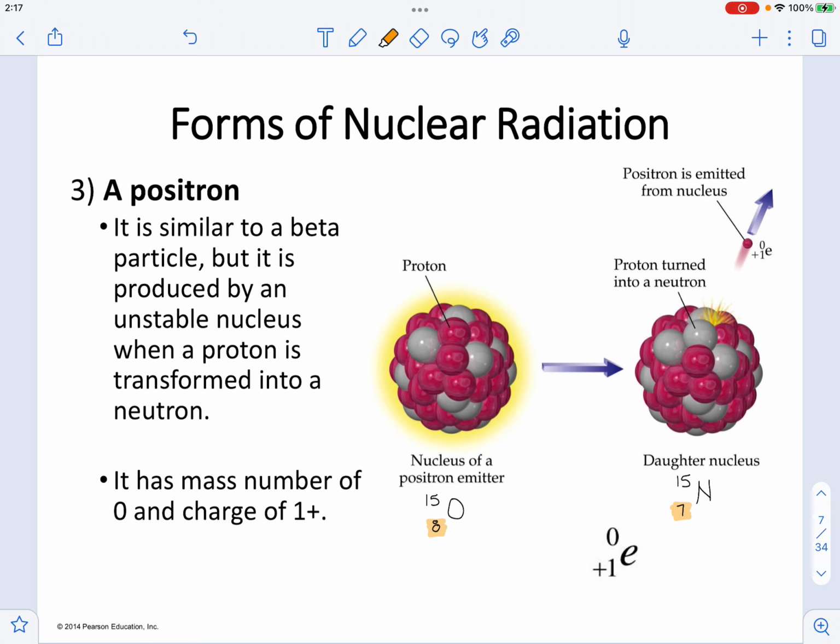So when we look at the daughter nucleus from the nucleus that releases that positron, we see that now that daughter nucleus created a nucleus that is nitrogen. Just because, again, a proton turned into a neutron, so the number of protons went down. That means that the atomic number from where we started to what we form is different.